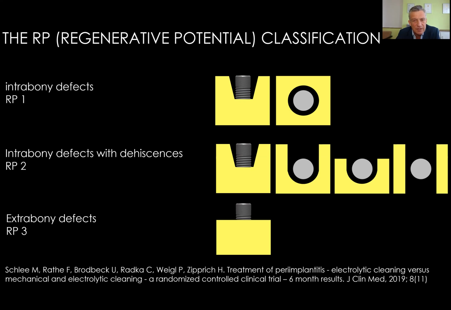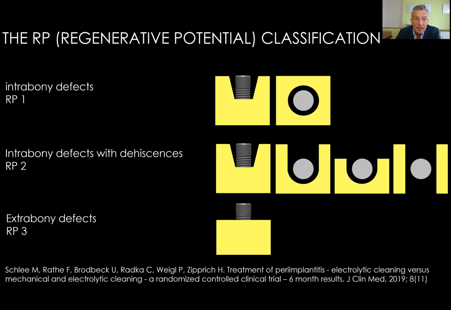Now we have to decide which implants we should treat and which implants we should still remove. You all know Frank Schwarz's classification, which is based on observation of typical defects. Now, having for the first time a treatment modality which allows re-osseointegration, I guess we need a new classification. So we defined the RP classification, which is based on the regenerative potential of a defect.